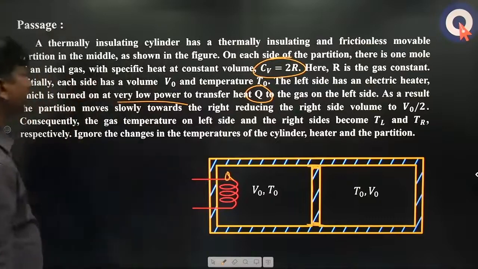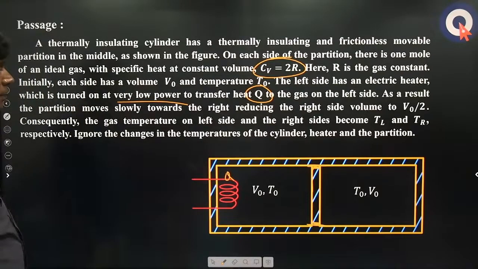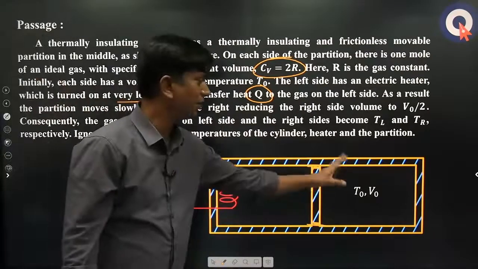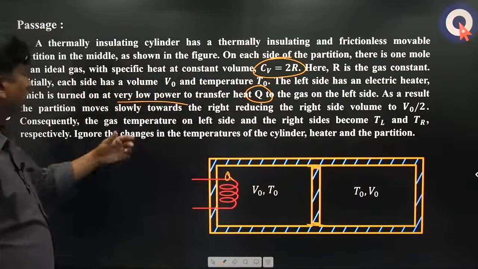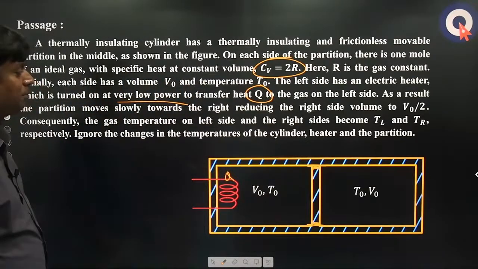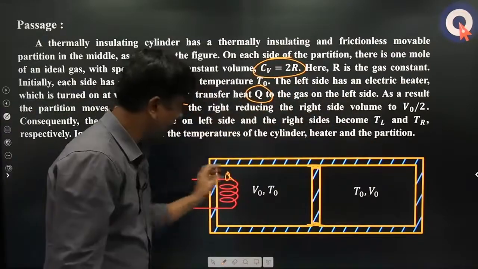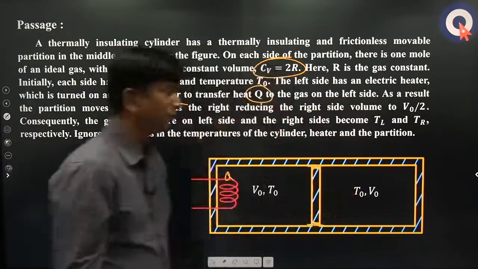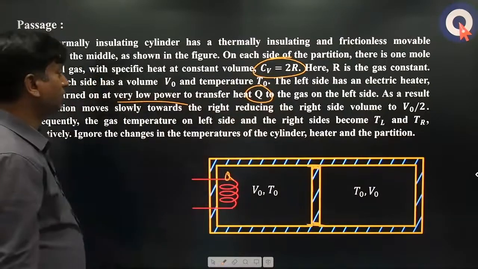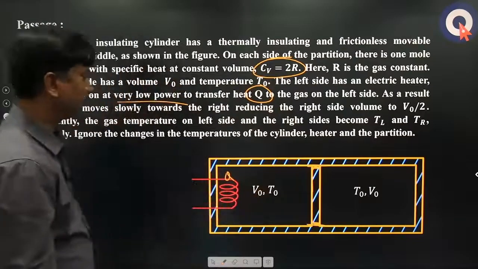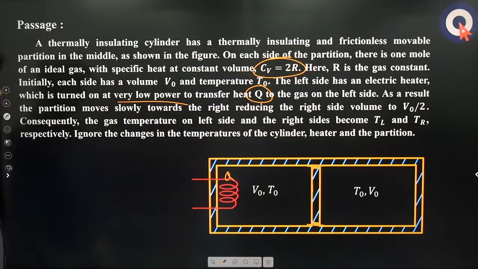Consequently, the gas temperature on the left side and the right side becomes TL and TR. Here the temperature will be TL and the right side will be TR. Ignore the changes in temperature of the cylinder, heater and the partition. No more heat is lost to the surroundings. Only you are supplying the heat. So it will move here and stop, because you have transferred Q heat, right? Clear? Just look at the question carefully.